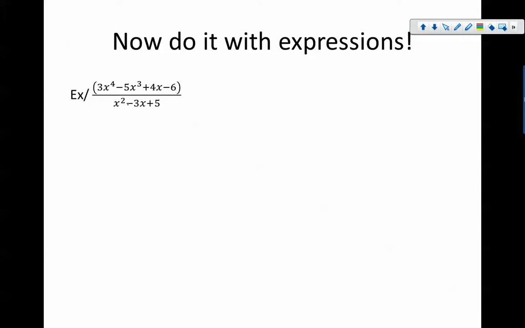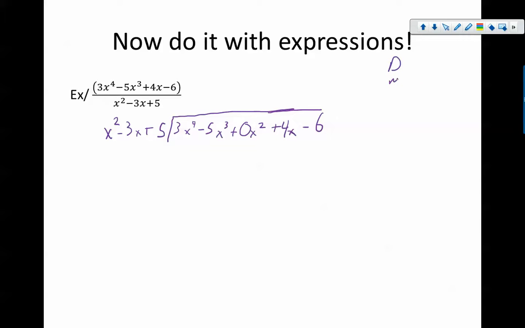So this thing we're dividing by is going to be x squared minus 3x plus 5, and that is being divided into 3x to the 4th minus 5x cubed. Now, we're missing a squared term, so we do need to write in that squared term, plus 4x minus 6. Okay? So same thing. Divide, multiply, subtract, bring down.